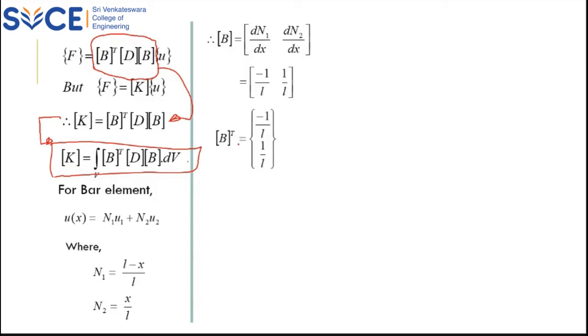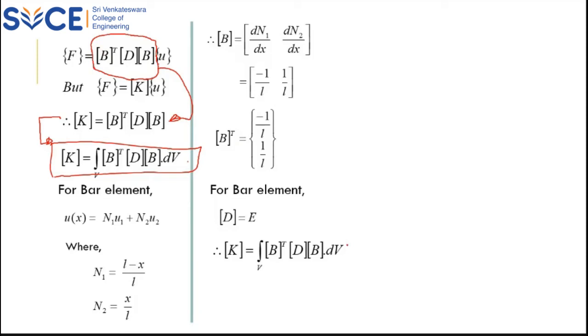I'll get B transpose. B transpose is just the opposite, so your row will become a column: minus 1 by L, 1 by L. Now I'm going to apply the D matrix. The D matrix is E, the Young's modulus. For a bar element, the D matrix is E. So now let me substitute in my K: integral of B transpose D B dV.